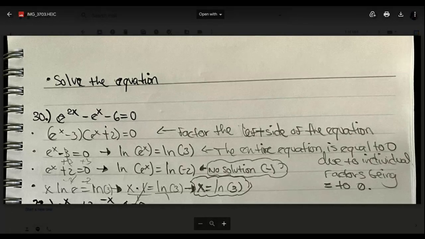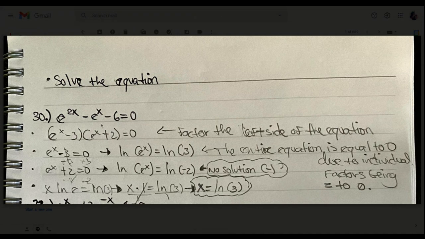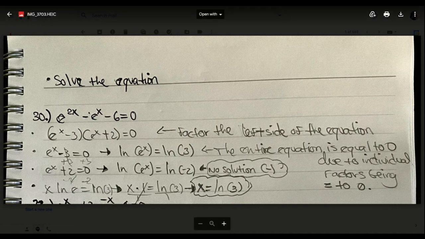So the first step that I took was to factor the left side of the equation. In this case, it was (e^x minus 3) times (e^x plus 2) equals 0. And when we multiply this, we go back to the original. So this is just a factored version of our given equation. This is because we want to set the individual factors equal to 0. So I'm going to start by solving for e raised to the x power minus 3.